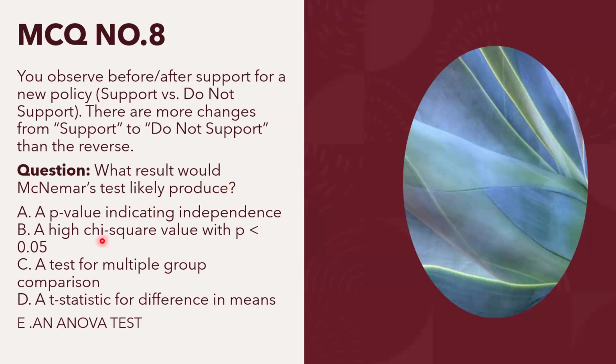C. Okay, C, yes. We can basically compare between two things here. Either it could be B or C. A high chi-square value with p less than 0.05 is the most appropriate situation for this McNemar test here.